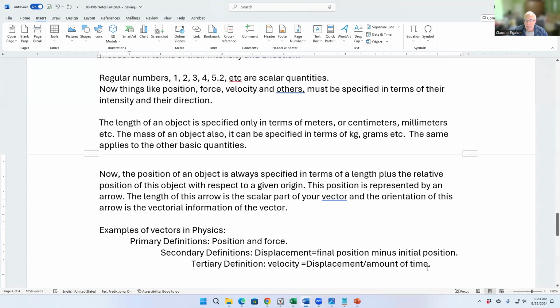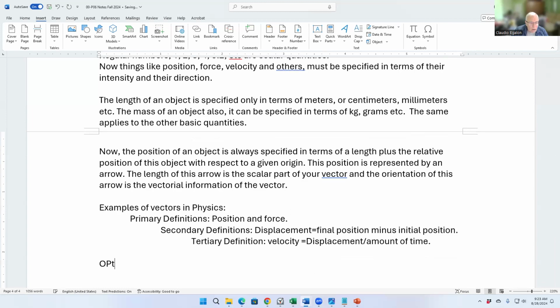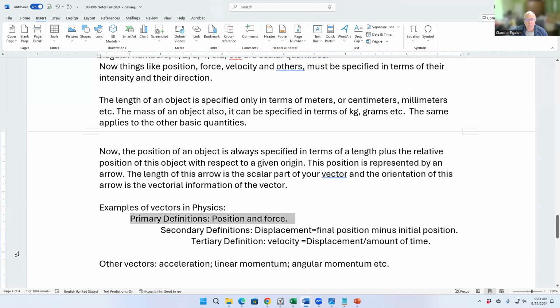And then there are more. Acceleration is another one. Other vectors: acceleration, and if you have seen physics before, linear momentum, angular momentum, etc. We're going to see all those vectors, but at this point in time, the only two vectors that you have to worry about are those two, position and force.